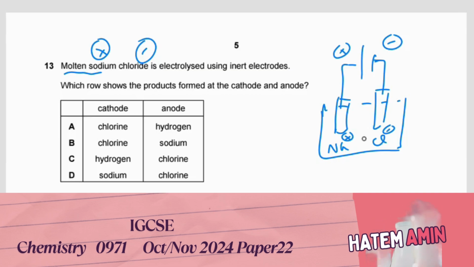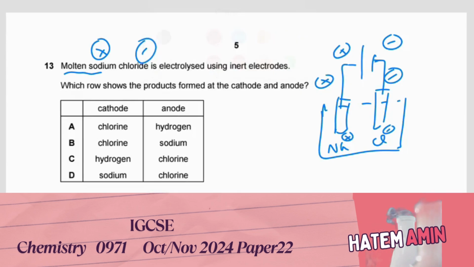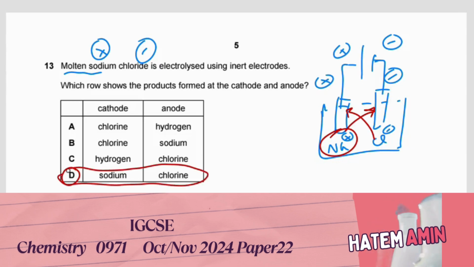Which one should discharge around the negative cathode and which one around the positive anode? As we see here, we don't have options as it's molten. So sodium, as the positive charge, should discharge beside the cathode with negative charge, and chlorine should be discharged here to give us Cl0. So in the cathode we must find sodium. Which one has sodium in the cathode? Just D. And in the anode we have chlorine. So the correct answer is D.